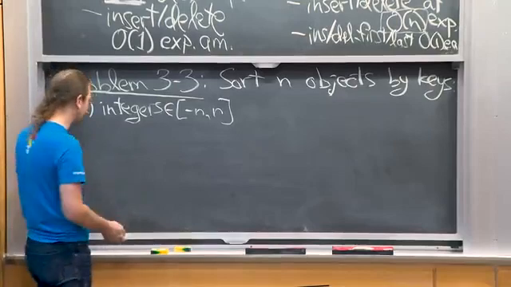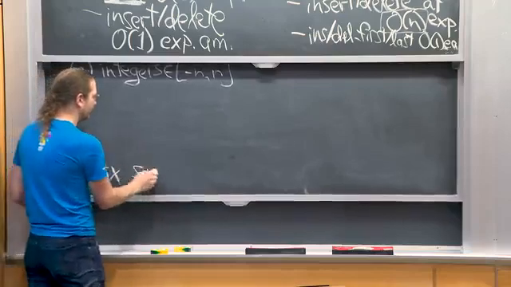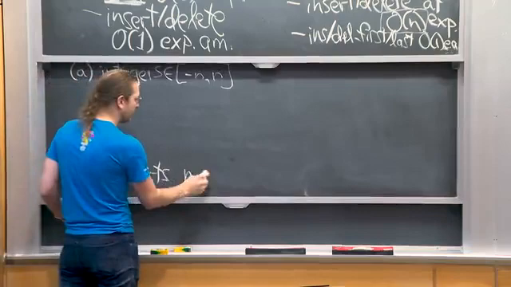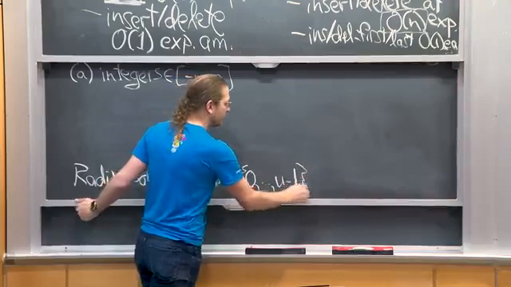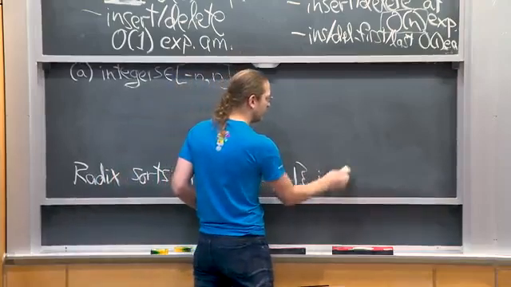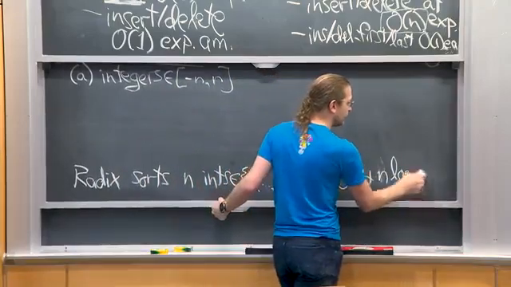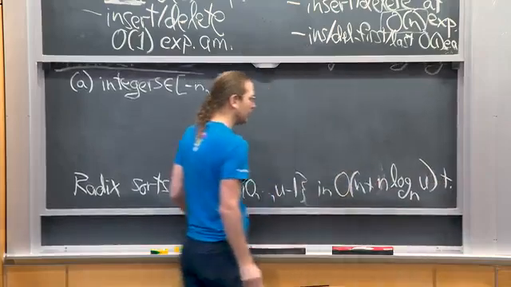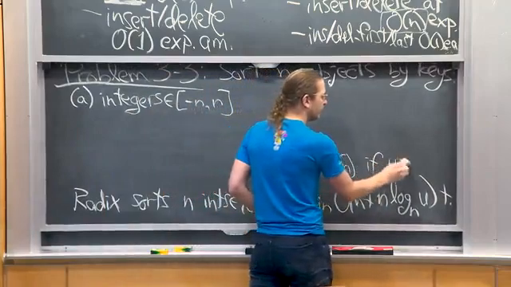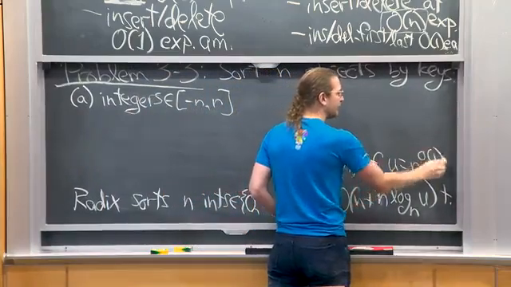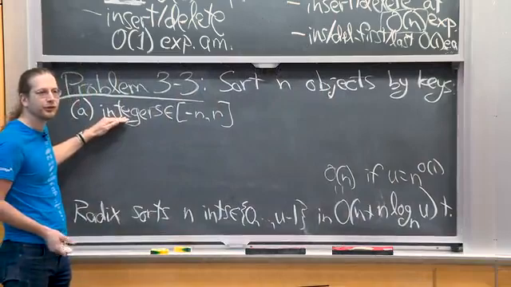Now, radix sort, the way we phrased it, let me maybe put it down here. Radix sort sorts n integers in the range 0 to u minus 1 in n plus n log base n of u time. And in particular, this is linear time if u is n to some constant power. Okay, so can I just apply this as is to these integers?